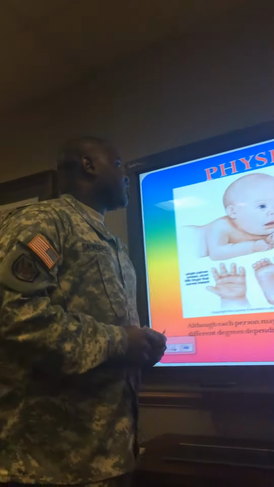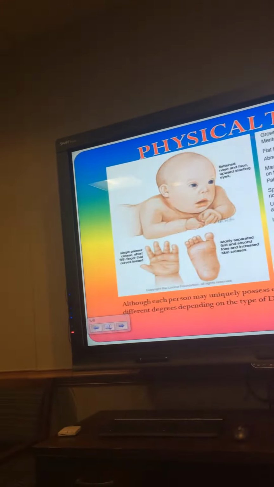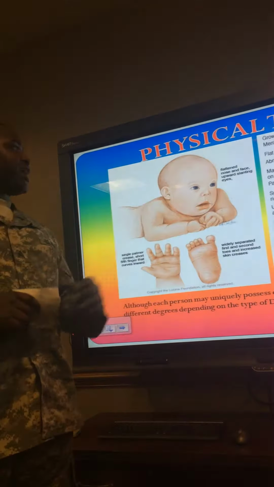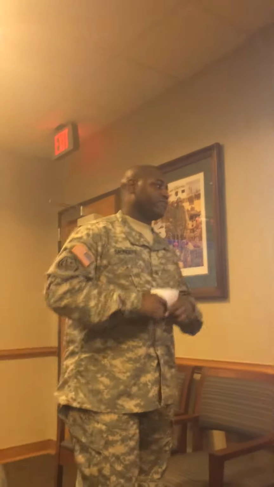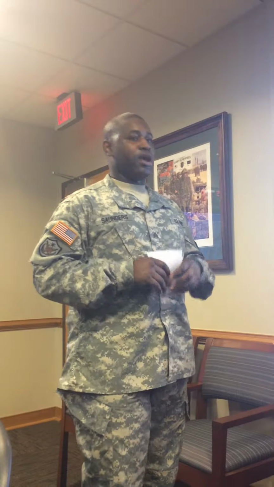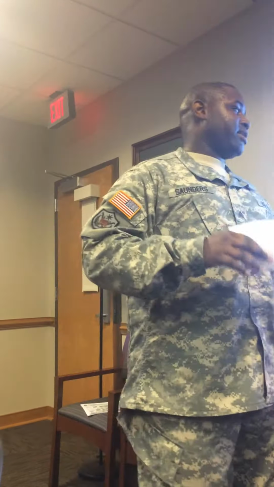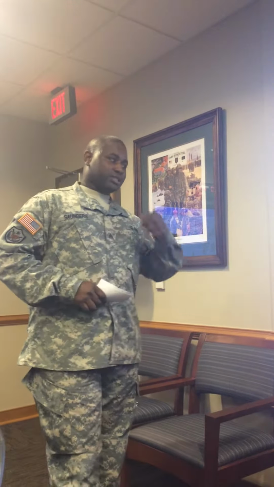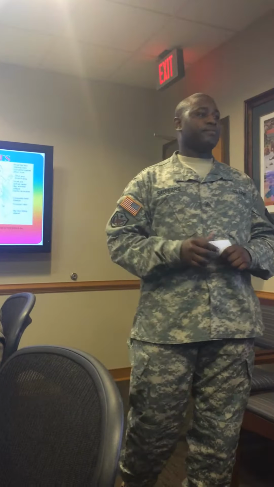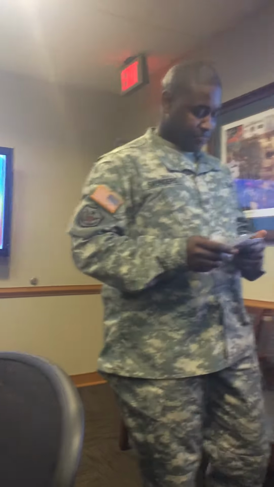Next slide. If you look here, I have pictures of common traits of Down syndrome. You see they tend to have a flat nose and face with upward slanting eyes. They may have a single palmar crease, a short fifth finger that curves inward. A lot of times their feet may be wide, with space between the first and second toes, or increased skin creases. Although each person may uniquely possess all or none of the characteristics to different degrees, depending on the type of Down syndrome they have.